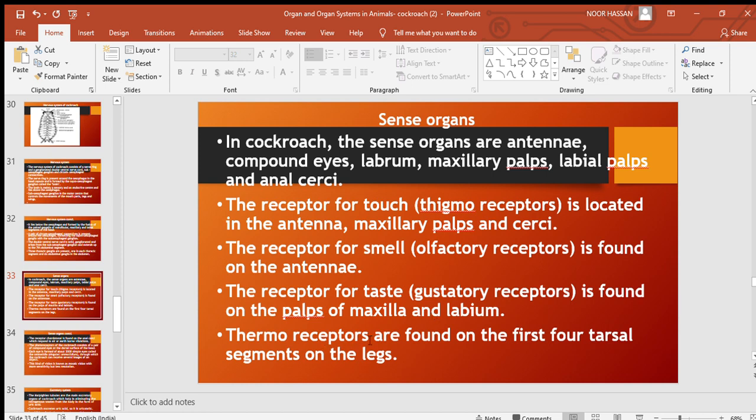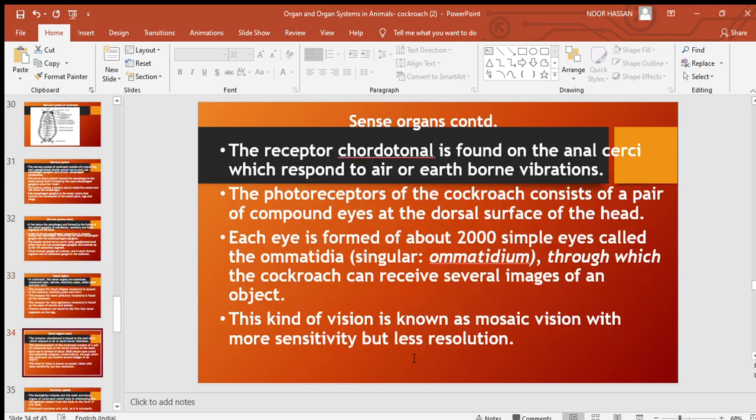And the thermoreceptors are receptors which can sense temperature. Variation in the temperature can be sensed by these thermoreceptors, and these are found on the first four tarsal segments on the legs. We discussed in detail the segments of the leg. So these are present on the first four tarsal segments on the legs. The cardodontal receptor is found on the anal cerci, and these receptors respond to air or earth-borne vibrations.